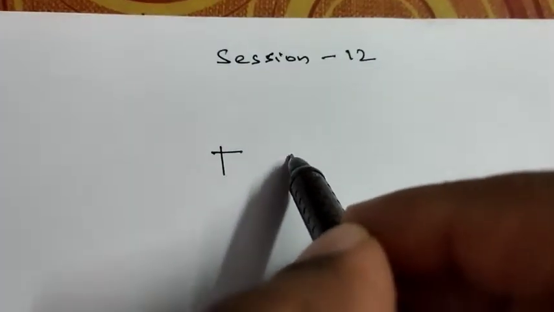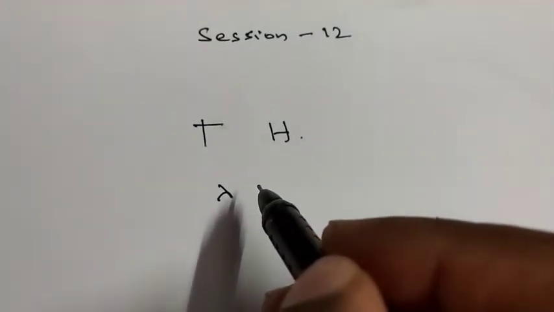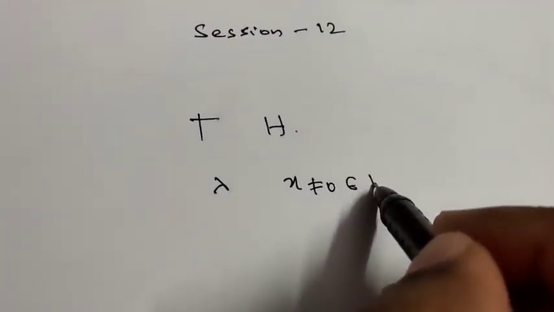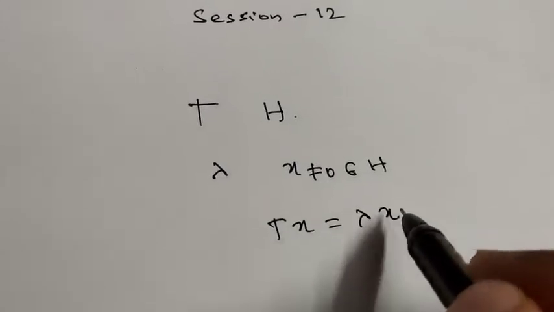So in this class we will discuss the finite dimensional spectral theory. First, let us begin with the definition. Suppose T is an operator on a Hilbert space H. Then a scalar lambda is said to be an eigenvalue of a transformation or an operator T if there exists a non-zero vector x in H such that T of x is equal to lambda times x.